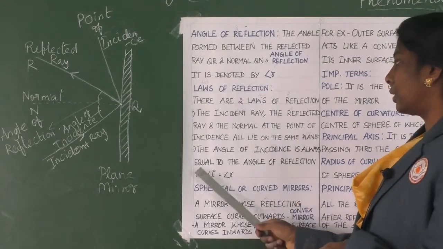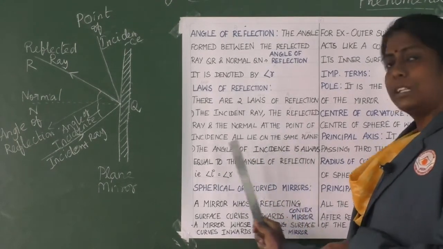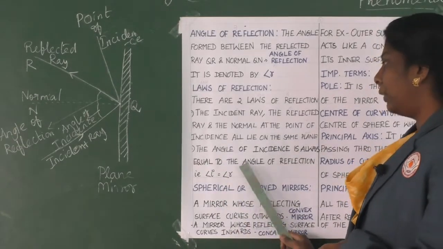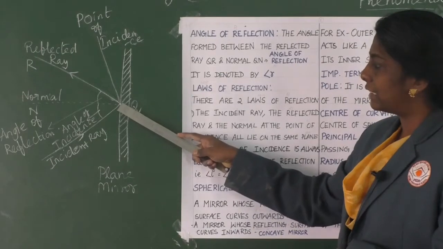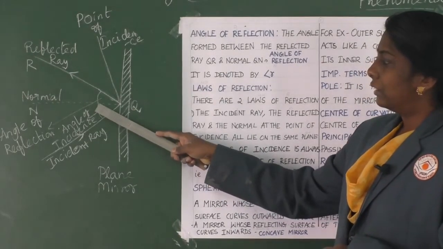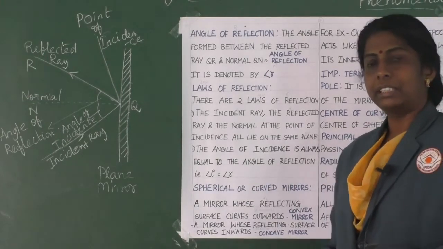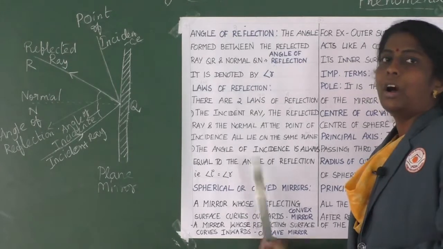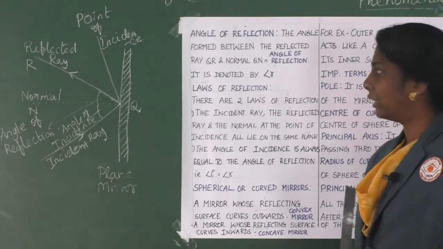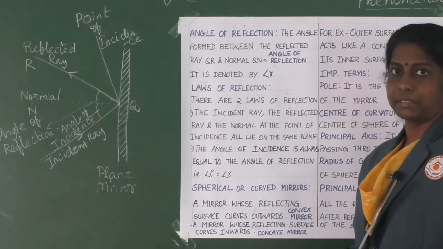The second law is that the angle of incidence is always equal to the angle of reflection. That is, angle I is equal to angle R. Clear, children? Yes. So this is about the laws of reflection.